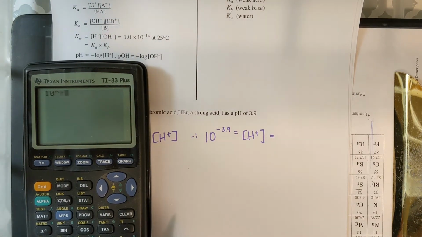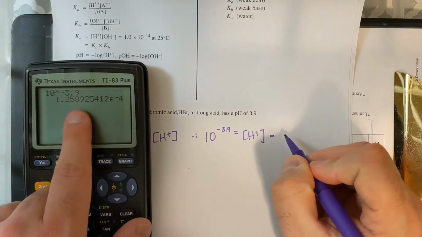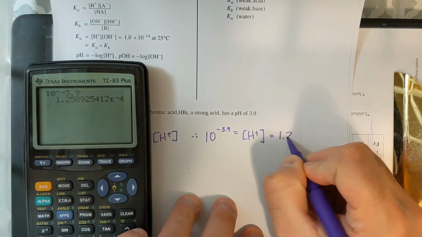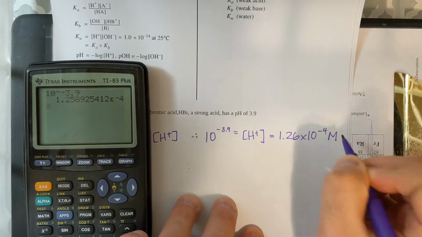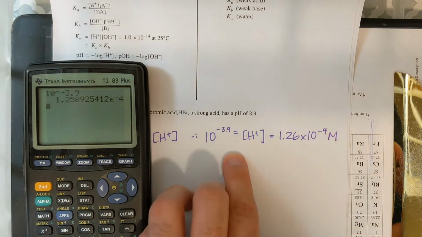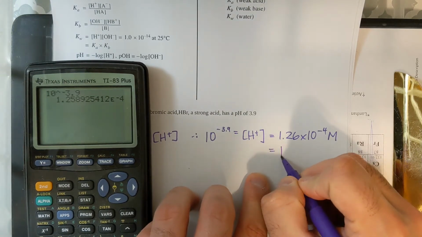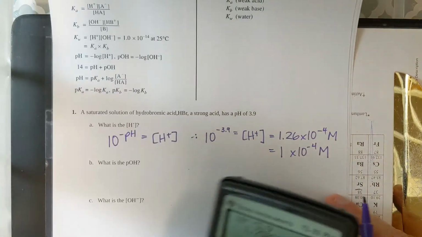So 10 raised to the negative 3.9 is equal to 1.25 times 10 to the minus fourth. Actually, let's say 1.26 times 10 to the minus fourth molar. And then if I want to use the correct number of significant figures, since there's one decimal place, I must have one sig fig. So 1 times 10 to the minus fourth molar.